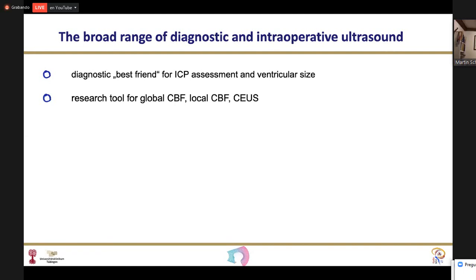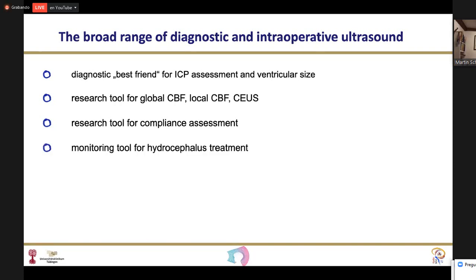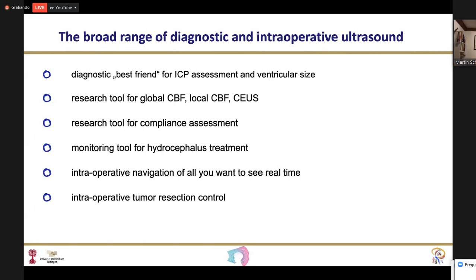We have not talked about contrast-enhanced ultrasound and many other options which ultrasound might offer us, elastography, things which will enhance the possibilities of ultrasound in the future. We are working to assess intracranial compliance with ultrasound. It is a great monitoring tool for everything connected to hydrocephalus. I showed you that you can navigate everything you want to stick in somebody's brain. Always use the ultrasound to know where you are and to see in real time what is actually happening when you push things into other people's brains. It's an intraoperative tool for resection control, and with elastography and contrast-enhanced ultrasound, we might even push things further.